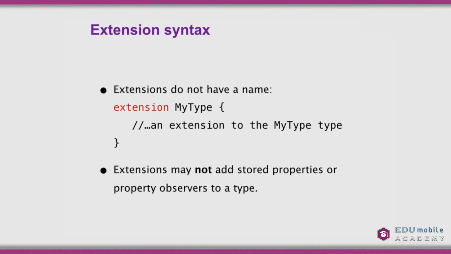One more thing, and I already said it, but I want to underline it here. Don't attempt to add stored properties or property observers, either of those two things, to a type using an extension. It can't be done. It can be done by making that type adopt a protocol, but it can't be done only by using an extension.